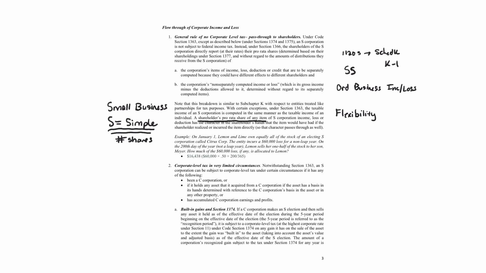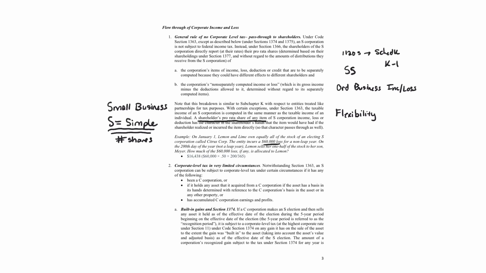So I have a little example here of Lemon and Lime. They own all the stock equally, right? One half each of Citrus Corp. The entity incurs a $60,000 loss during the year, a non-leap year, so 365 days, because we do a daily approach when we allocate. On the 200th day of the year, Lemon sells one half of her stock to her son, Meyer. How much of the $60,000 loss, if any, is allocated to Lemon?